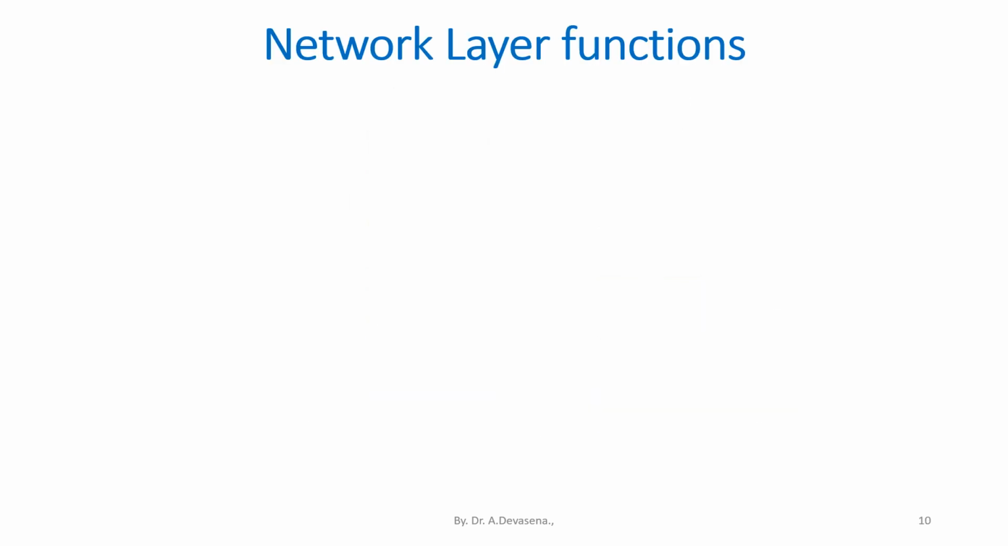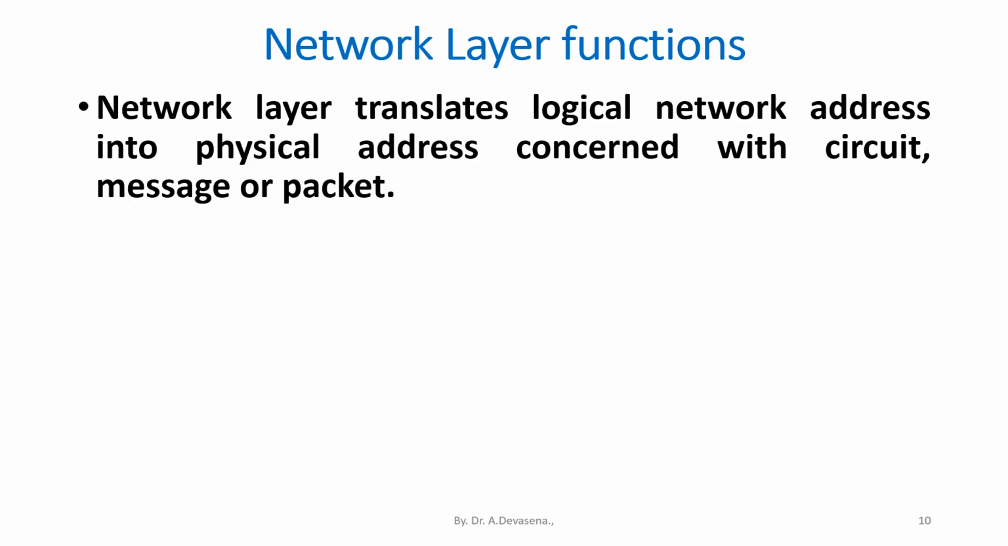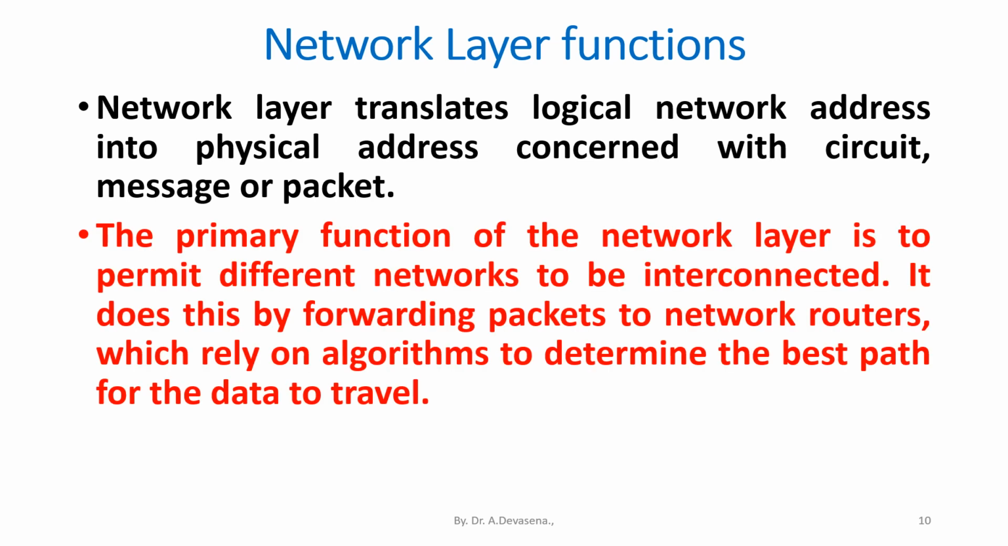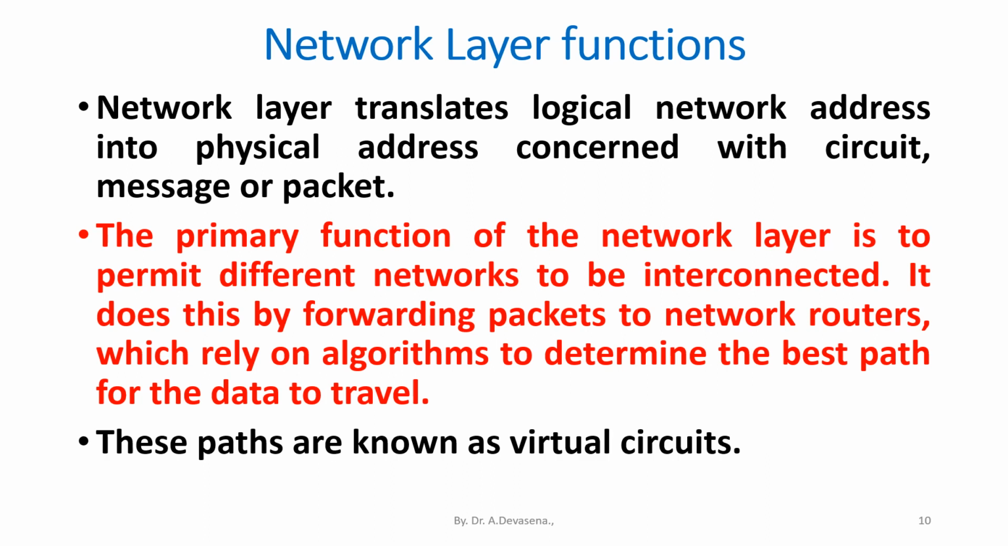The network layer functions. The network layer translates logical network addresses into physical addresses concerned with the circuit, message or packet. The primary function of the network layer is to permit different networks to be interconnected. It does this by forwarding packets to network routers, which rely on algorithms to determine the best path for the data to travel. These paths are known as virtual circuits.